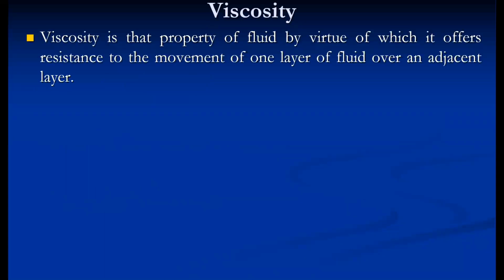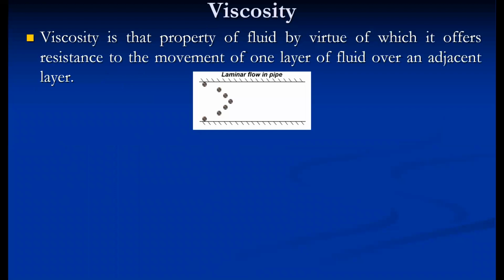Viscosity, in brief, is called a resistance to flow. To be specific, it is the property by virtue of which a fluid offers resistance to the movement of one layer of fluid over an adjacent layer. Suppose the fluid is flowing through a pipeline, and in this pipeline different layers are present. If the fluid is moving, generally one layer offers resistance to the movement of another layer.